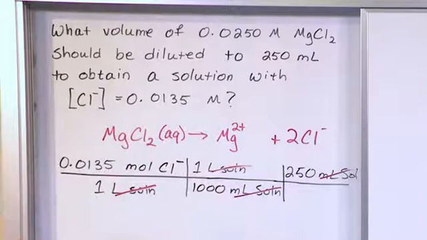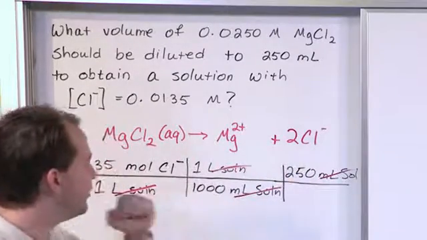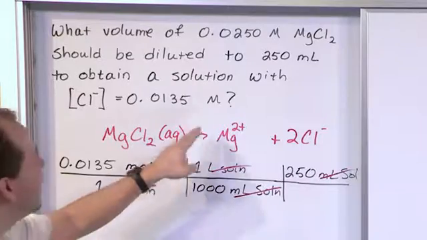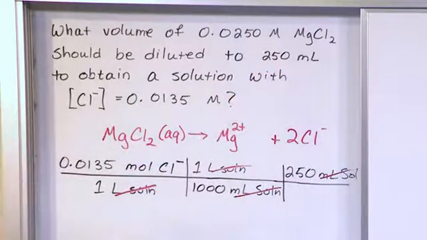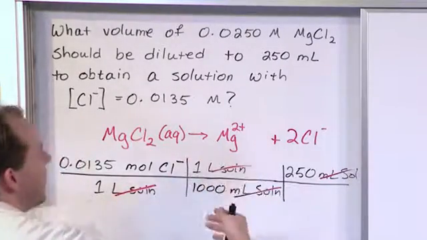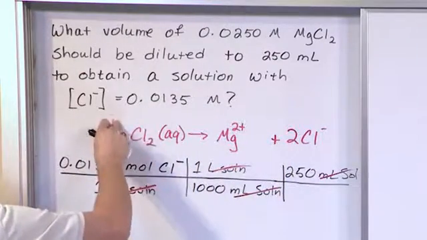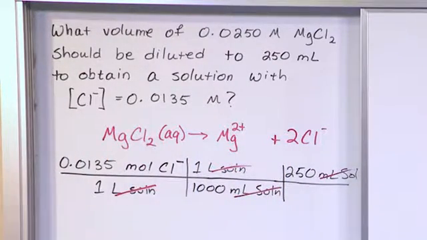So now I know, if I stop the calculation now, that this is how many moles of chlorine ions are going to exist in this flask after I dilute it to 250 milliliters. That's how many moles of chlorine ions. Now, once I'm at the molar level, I can use the equation to jump from moles of chlorine all the way back to moles of magnesium chloride solution. So I'm going to do that now.